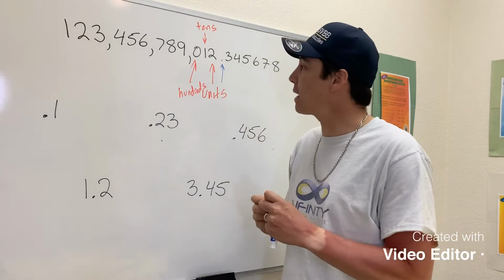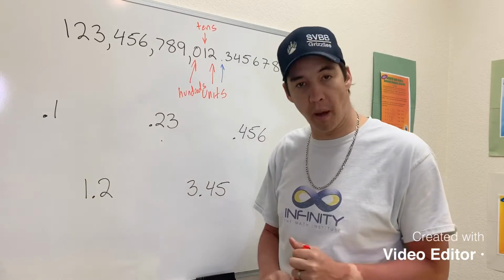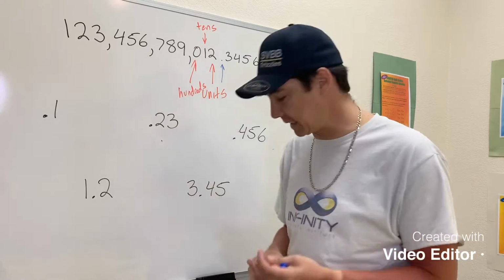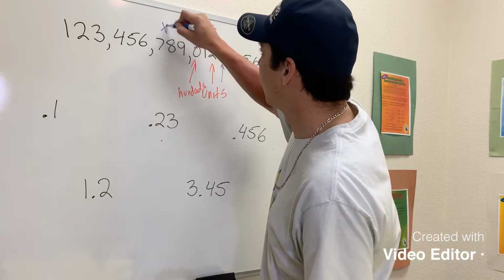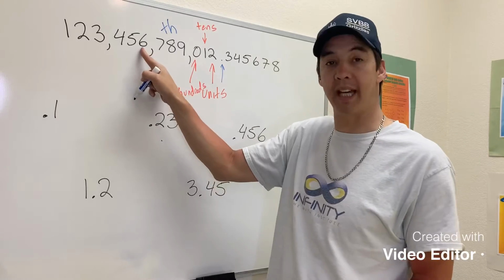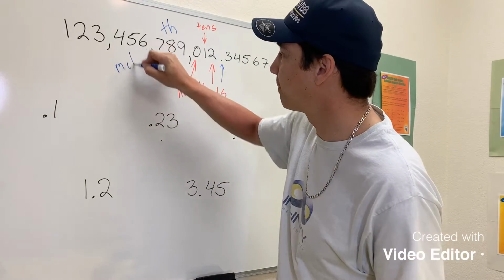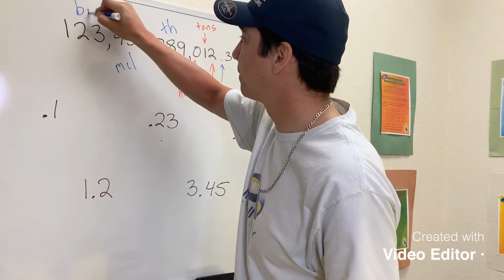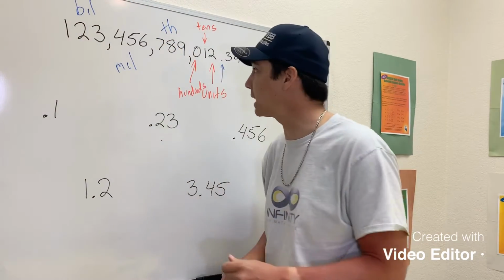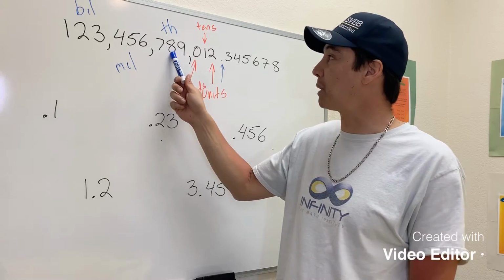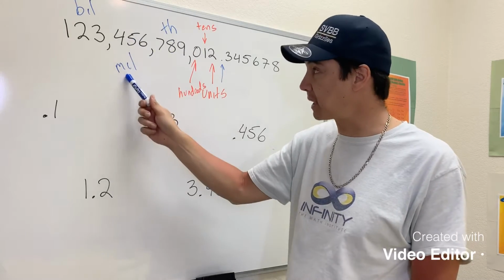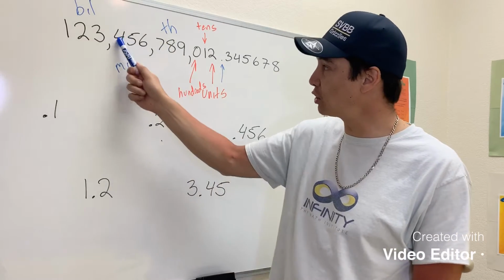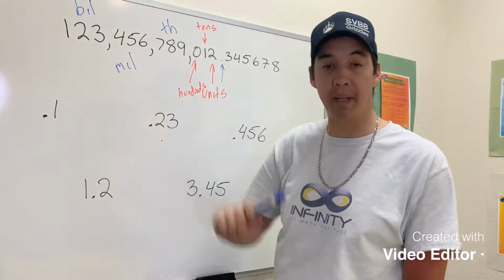All right? Now we have commas separating every third number as we move on, because this is the units place for thousands. This is the unit place for millions. This is the unit place for billions. Consequently, this is the tens place for thousands, tens place for millions, tens place for billions, hundreds place for thousands, hundreds place for millions, hundreds place for billions.